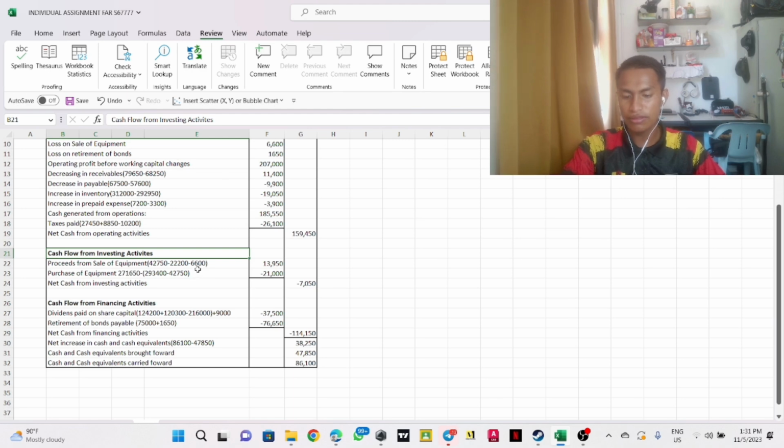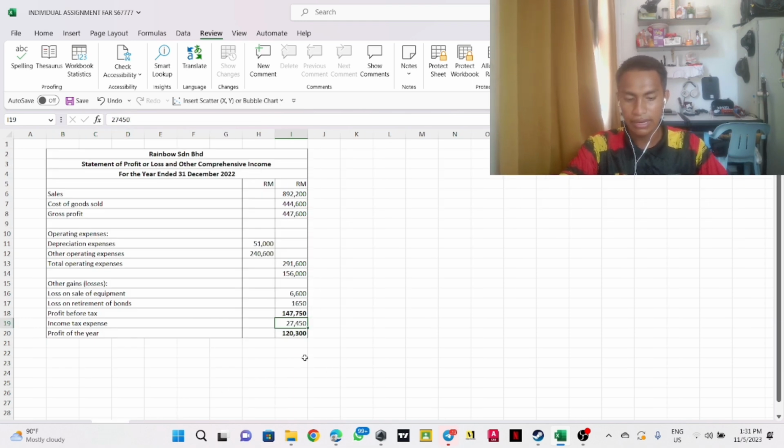Next, cash flow investing activities. Sale of equipment amounting to 13,950. We can take this amount from additional information number one, which is equipment costing 42,750 with accumulated depreciation of 22,200 sold for cash, and we can find in the statement of profit or loss and other comprehensive income that there is a loss on sale of equipment which is as much as 6,600. So when 42,750 is subtracted by 22,200 and 6,600, then we get a total of 13,950.